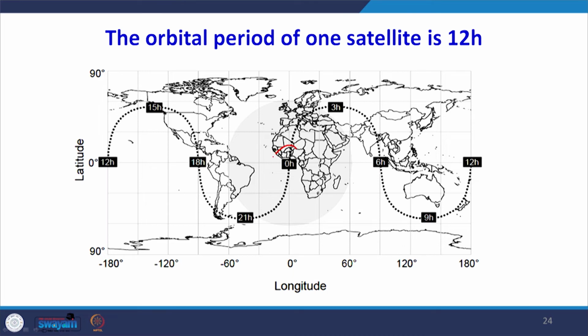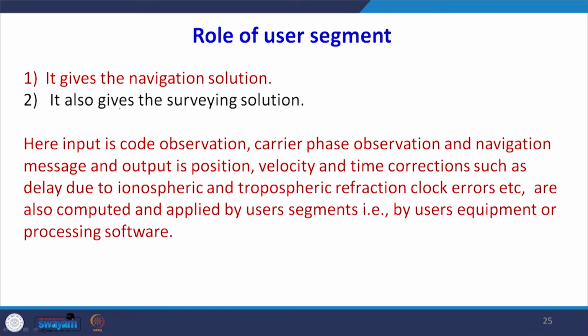This diagram is showing the orbital path of one satellite in 12 hours. So, this is the 0 hour, this is the 12 hour. This completes one round of the earth, and in another 12 hours it completes another round of the earth. So, in 24 hours it will complete 2 circles of the entire earth.